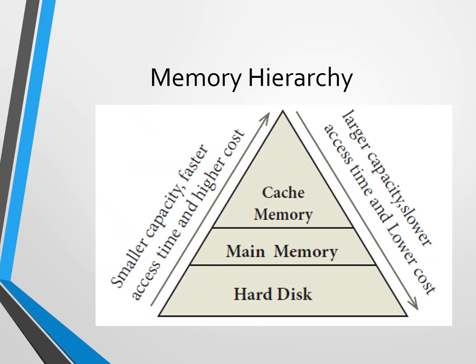So let's look at the memory hierarchy. Cache memory, main memory and hard disk, okay? The smaller the capacity, the faster the memory. So the cache memory is faster. Main memory is a little bit slower than the cache memory, and the hard disk is the slowest among these three.